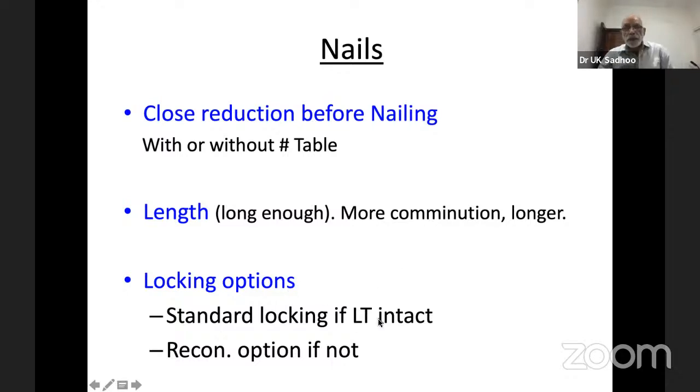If the lesser trochanter is intact, the standard locking, i.e. the oblique screw that goes near the lesser trochanter, can be used. If not, then a reconstruction option, that is the proximal fixation going into the neck and the head.